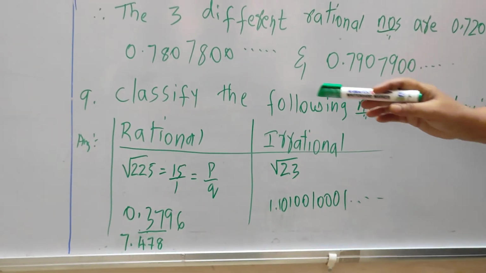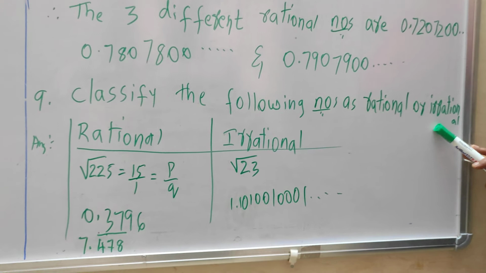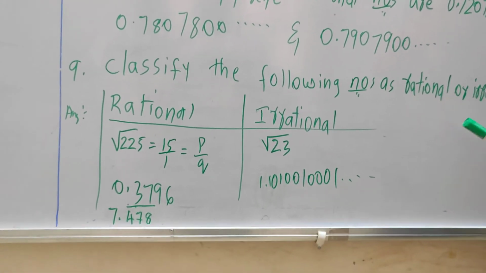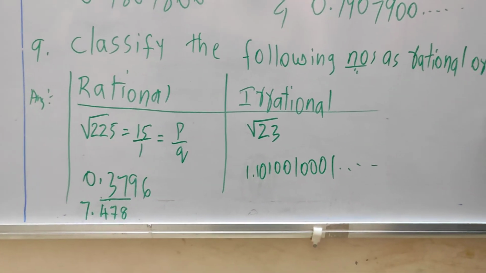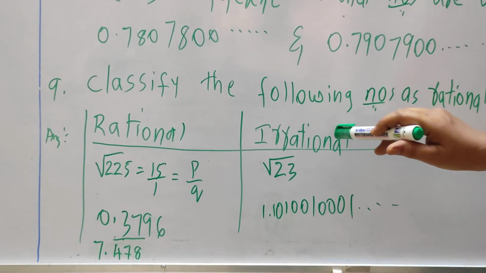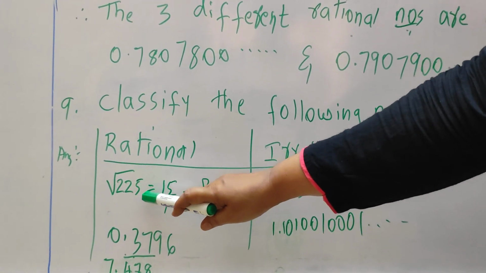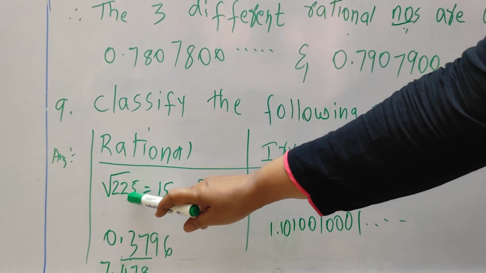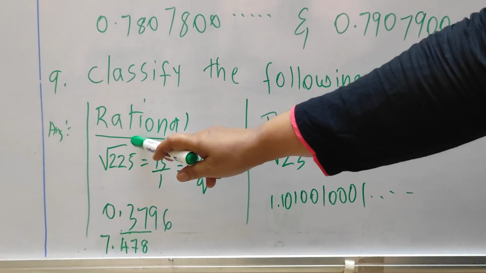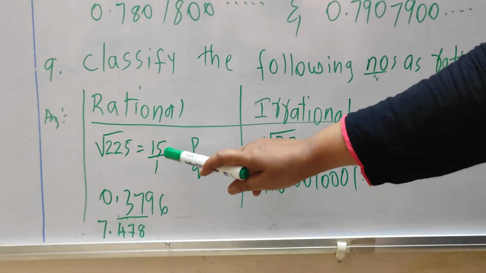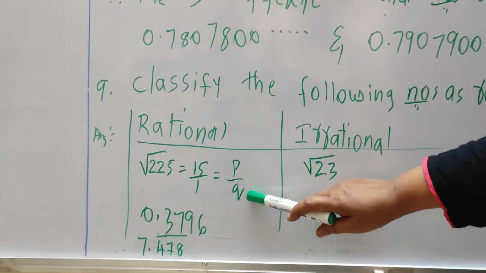Okay. Now 9th question. Classify the following numbers as rational or irrational. They have given 5 numbers. We have to classify whether they are rational or irrational. So I just made the boxes, rational and irrational. Now you can see root 25, root 225. Root 225 is a perfect square, that is 15 square. When I take it out from the root, it becomes 15. 15 can be written as 15 by 1. Is it of the p by q form? So that is a rational number.